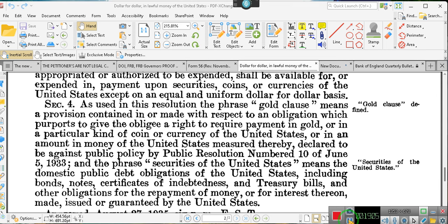It's a government obligation. You can even bring Public Resolution number 10 of June 5th, 1933 to solidify your case. Make them rebut. Challenge their jurisdiction. Remember, when they are coming into court and they're bringing a promissory note, you have to challenge that that's not a promissory note. Pay attention. It is a negotiable instrument.